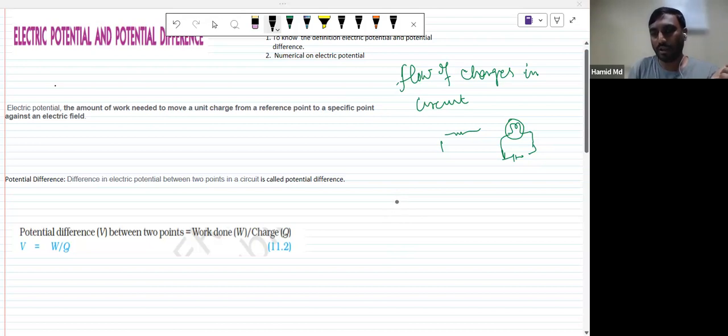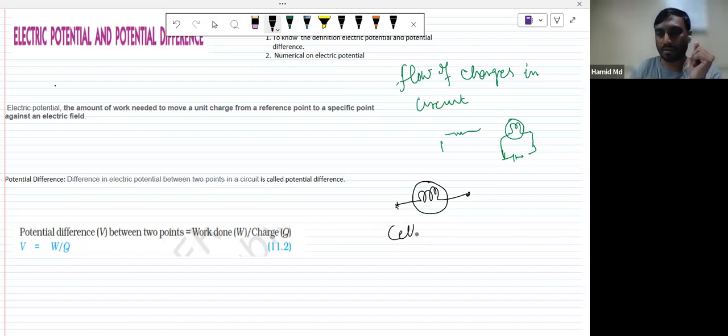So my question is, if the same bulb is over here and I'm not connecting it through the circuit, will charge flow in this case or not? No, sir. The charge will not flow unless it is connected to the cell. Yes, sir. Cell means an electric potential difference. In other words, potential difference.